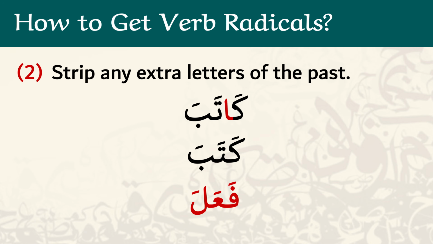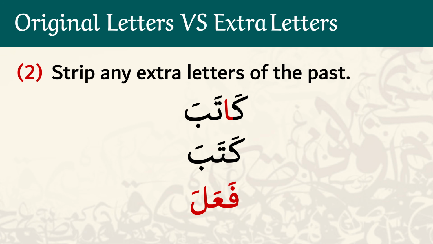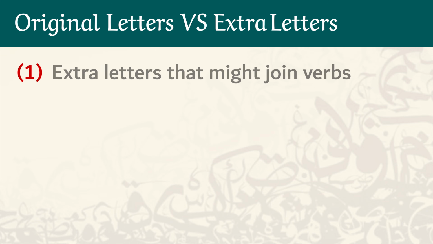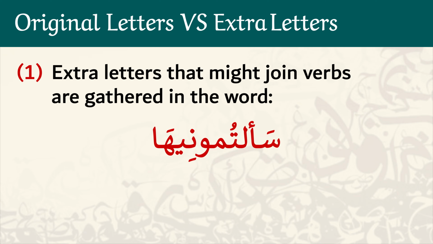The verb كاتب is derived from the verb كتب, and as long as letter alif is extra, not original, this verb is regular. Now, how can we differentiate between the original letter and the extra one? There are two signs. First, the extra letters that might join verbs are gathered in the word سألتمونيها. So if you see a past verb that contains more than 3 letters, mostly there are some extra letters involved, and you can check them from this word.